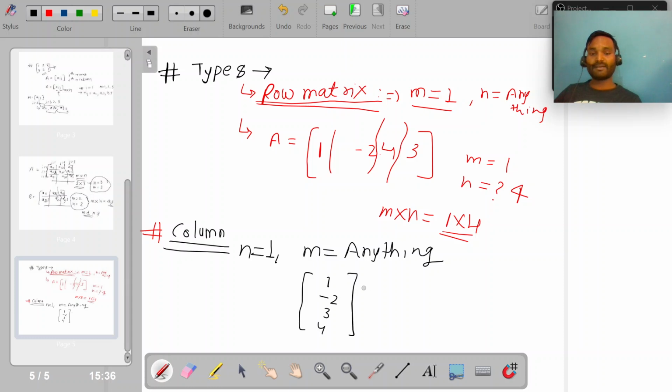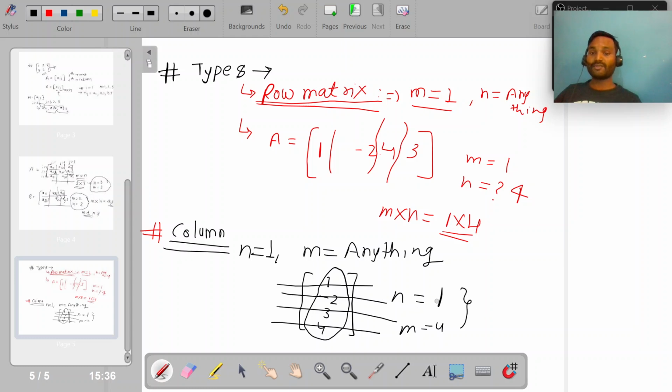Here the number of columns is equal to 1 because there is only one vertical line. So this is only one column. If we categorize, this is a horizontal line 1, this is horizontal line 2, horizontal line 3, horizontal line 4. So how many rows? Rows is equal to 4. The number of rows is 4, the number of columns is 1.